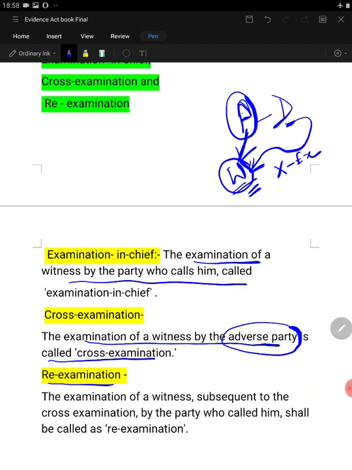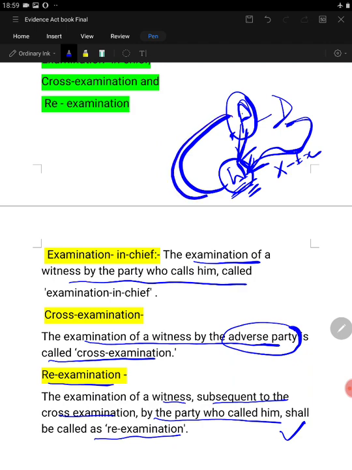Then re-examination, examination of a witness subsequent to cross-examination by the party who called him shall be called re-examination. So once cross-examination has been done, then again if W is being examined by P, the party who called him, then that will be called re-examination. So examination in chief means examination of the witness by the party who called him. Cross examination means the examination by the adverse party. And the re examination means examination subsequent to cross examination by the party who called him.